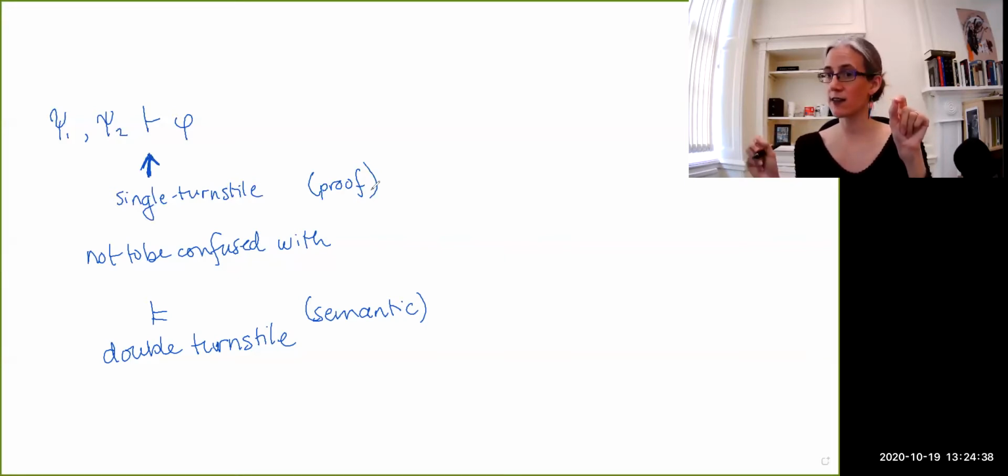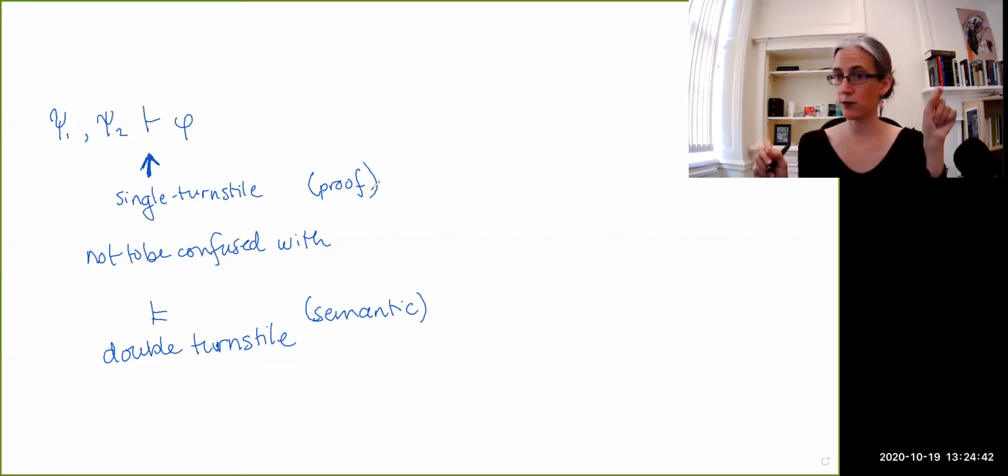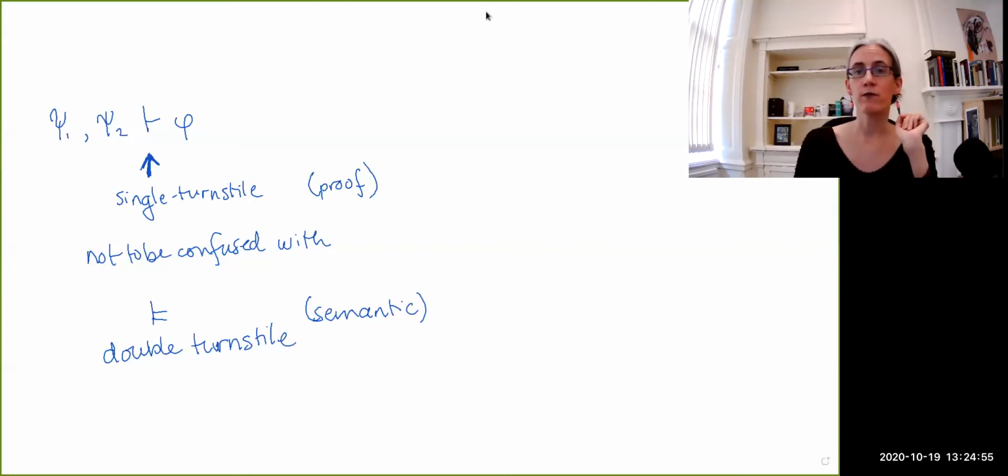Double turnstile is the semantic concept. Single turnstile is the proof theoretic concept. These are not interchangeable. However, and this is something that we'll be seeing in a few videos' time, they are going to be intimately linked to each other. So there's your notation. We'll stop the sharing there.